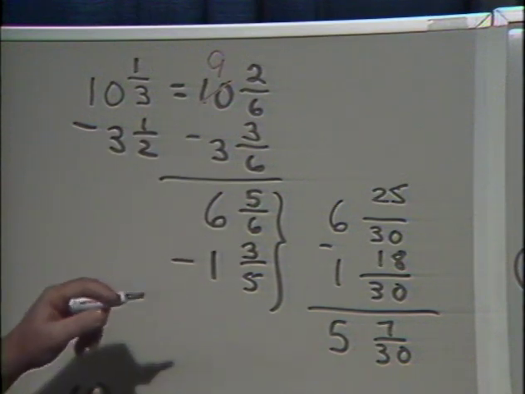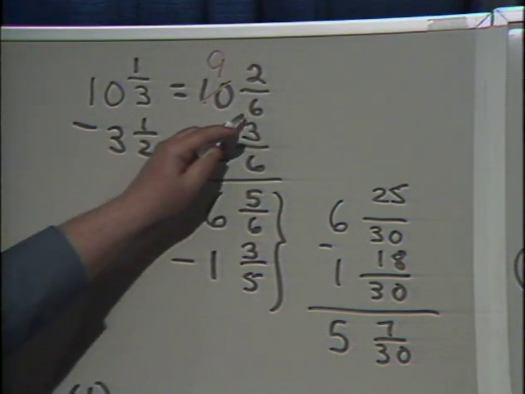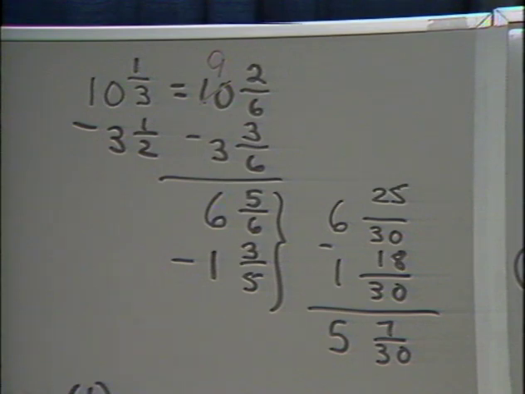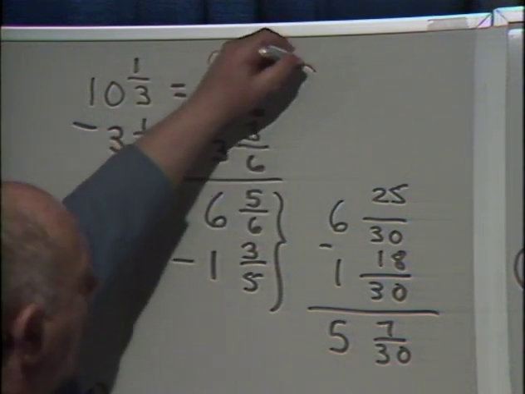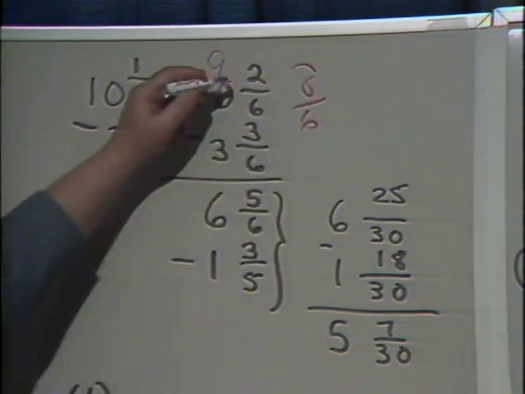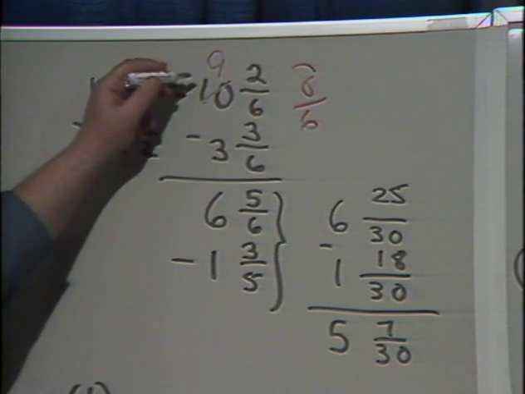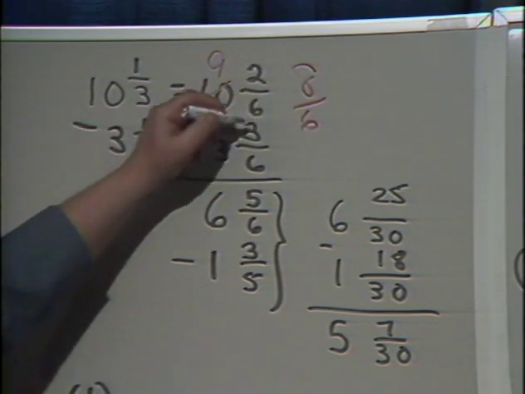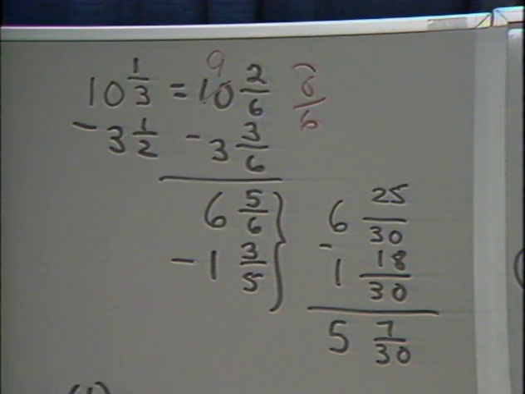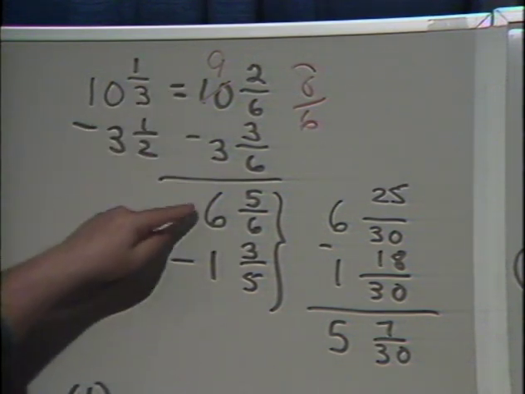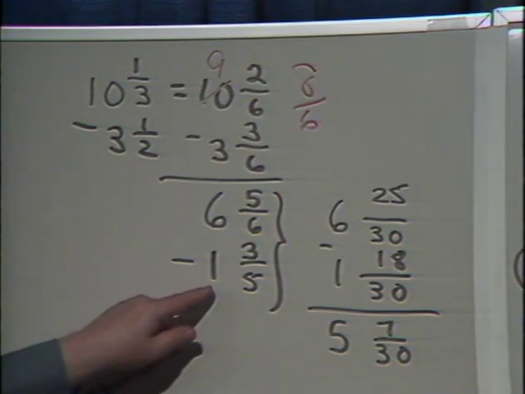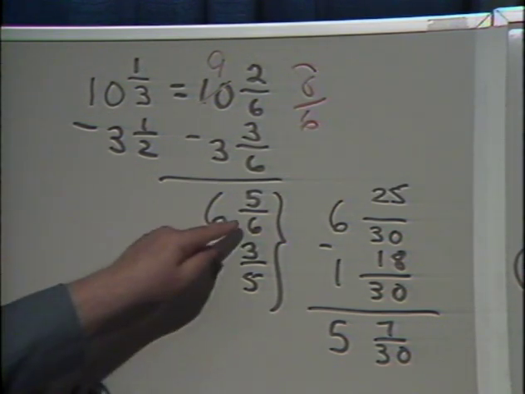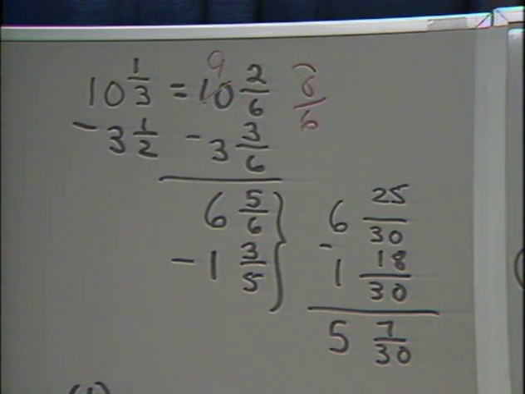But the thing I want you to notice here is that you're dealing with 6. When you borrow one, you exchange it not for 10/6, but for 6/6. In other words, your new fraction over here becomes 8/6. So you don't put a 1 over here because that would be 10. You're only exchanging for 6s. 3 from 8 is 5, so the fraction part is 5/6. 3 from 9 is 6, so the answer so far is 6 and 5/6. Then I want to subtract 1 3/5 from that. A common denominator for 6 and 5 is 30.